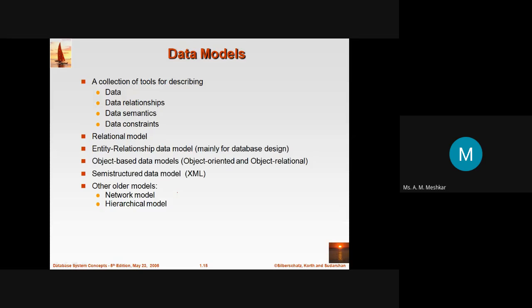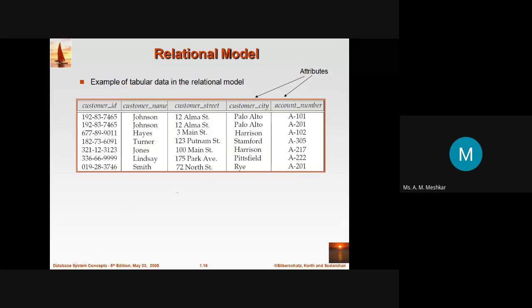And we have learned the models, the relational model, which looks like this. Relational model consists of tables, tables consist of columns and rows, where columns represent the attributes.